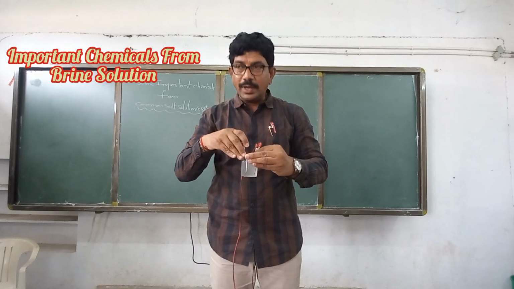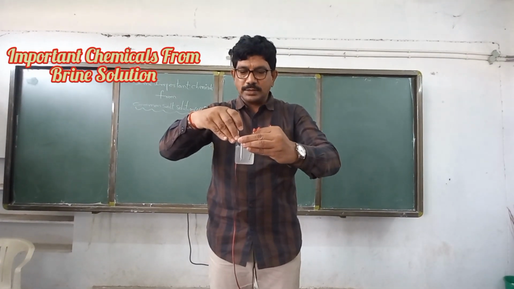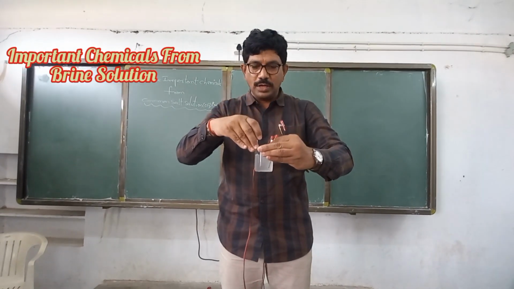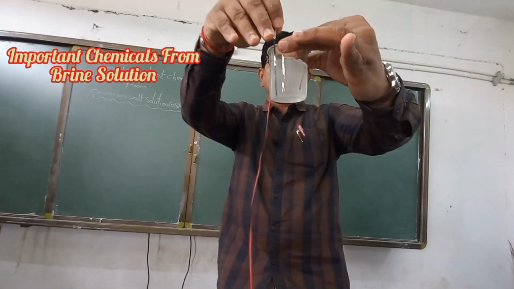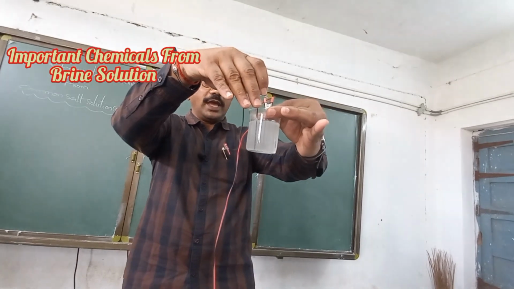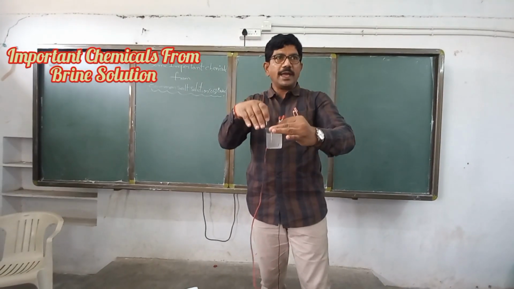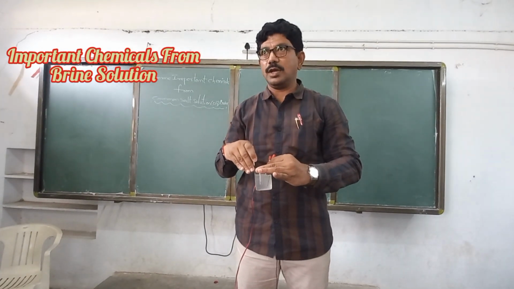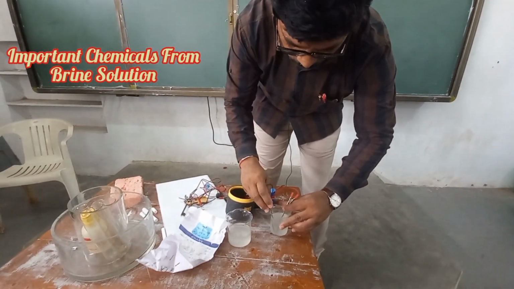I am passing the current through the concentrated solution of salt, which is known as the brine solution. Now you will find more bubbles. Can you find the bubbles? Those bubbles are nothing but two gases. One gas is hydrogen, another gas is chlorine. Let this process go on continuing.